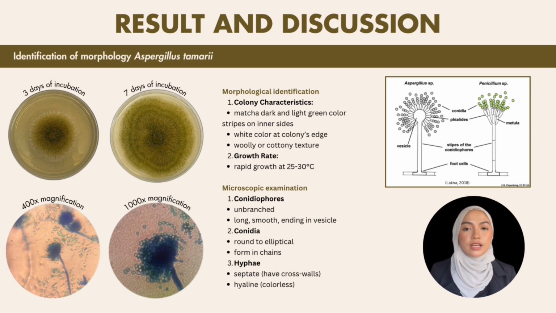The morphology of fungi was observed after 3 days and 7 days of incubation at 27 degrees Celsius, which is a rapid growth rate for Aspergillus tamarii. The colony characteristics form alternating dark and light green stripes on the inner side, and white color was noted at the colony's edge. It also shows a woolly or cottony texture. The microscopic examination of the colony edge shows unbranched conidiophores with long, smooth stalks which end in a round vesicle. The conidia are round and form in chains, and the hyphae are septate and hyaline.